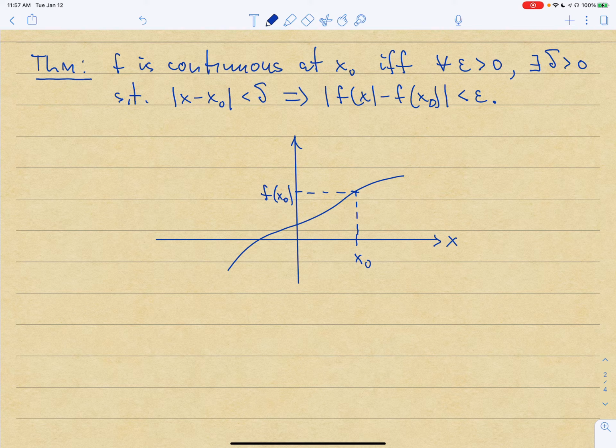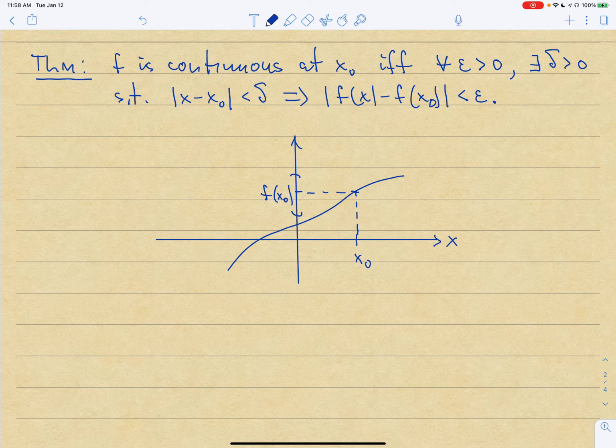I'm going to pick an arbitrary epsilon greater than 0, and I'm going to consider the interval on which |f of x minus f of x0| is less than epsilon. Now, what does it mean that |f of x minus f of x0| is less than epsilon? It means that the distance between the value of y and f of x0 must be less than epsilon. So that means that I'm allowed to go up by the amount epsilon and down by the same amount epsilon.